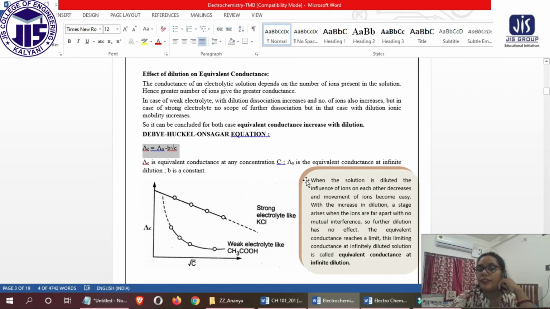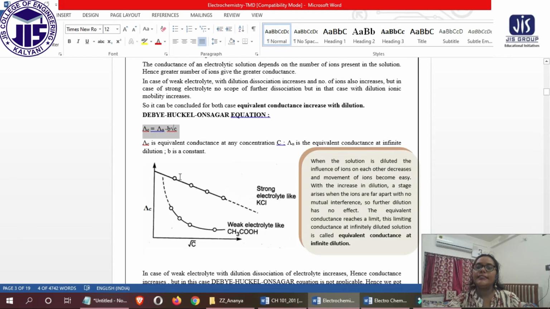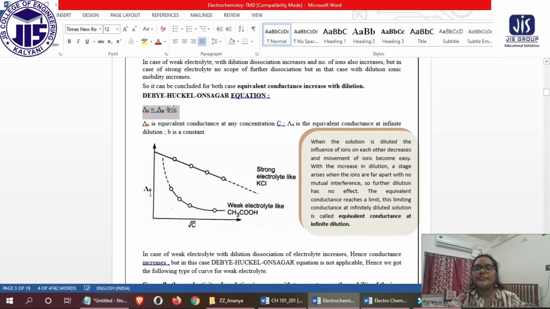This is lambda infinite. Lambda infinite is the equivalent conductance at infinite dilution. This is lambda C equals lambda infinite minus B into root over C. So this lambda infinite is the equivalent conductance at infinite dilution, and B is the constant. So, this is the graph you can see. This is the graph for strong electrolytes like HCl, KCl, and this is the graph for the weak electrolyte. This is the conductance and this is the concentration.